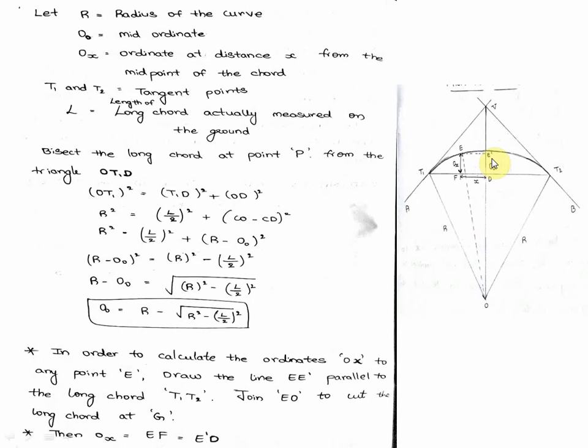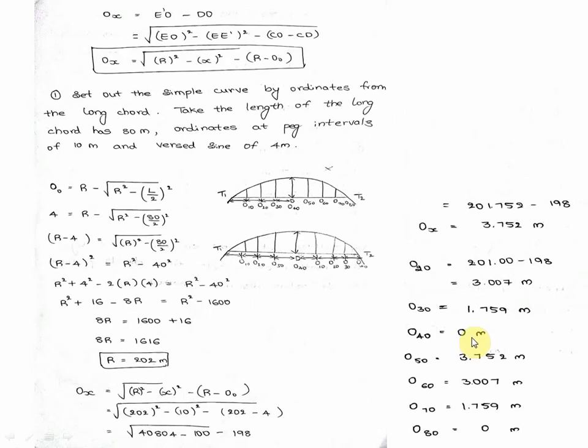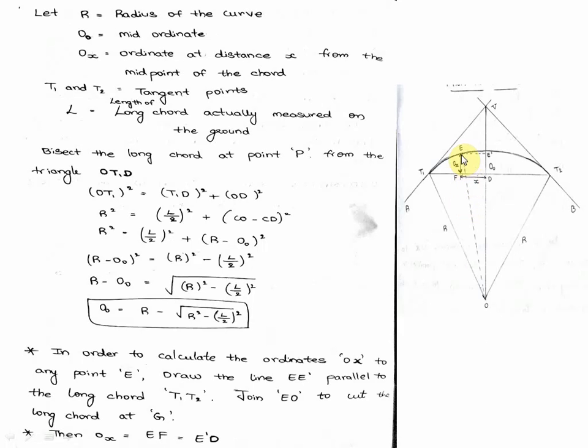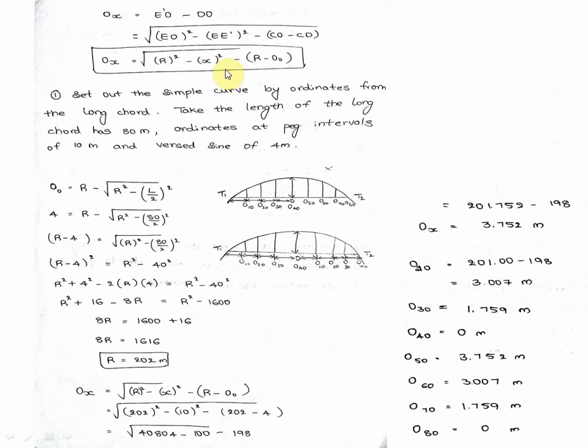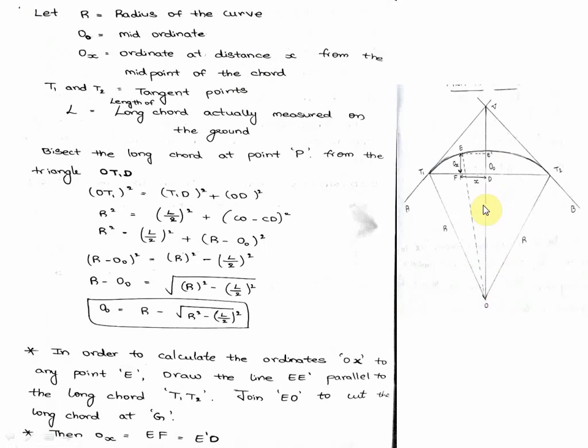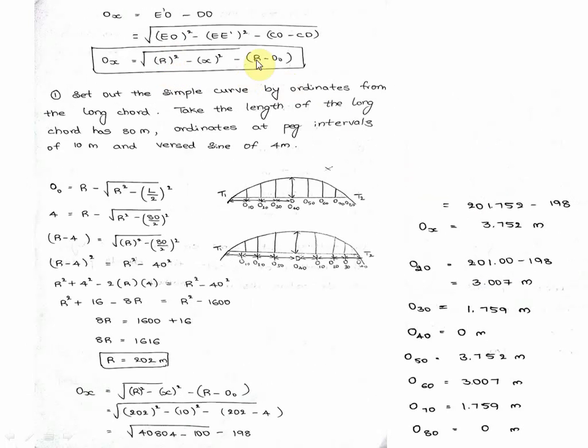DO is nothing but CO minus CD, correct? So again OX is root of R square minus X square minus R minus O naught. EO is nothing but R. Again E dash is nothing but X, so put X square. Here CO is R and CD is O naught. So OX equals root of R square minus X square minus R minus O naught.